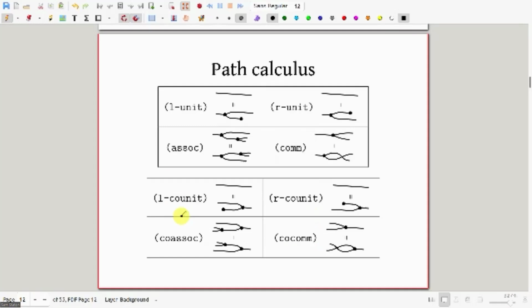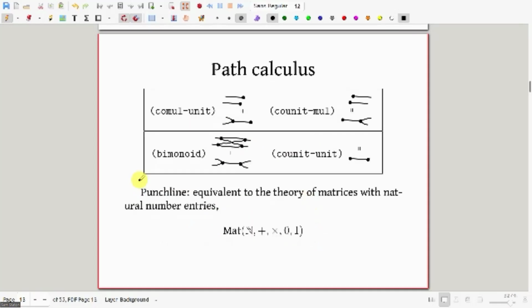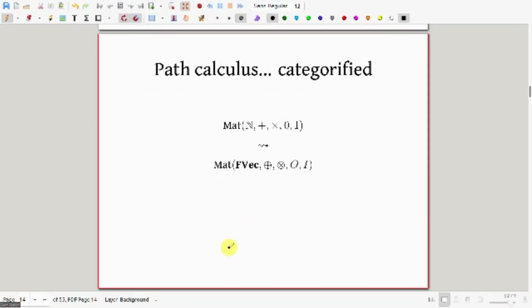And this is where the path calculus takes off, and you start thinking about monoids and comonoids and units and co-units. You write down all these equations, and the punchline to all this is that the diagram calculus recovers the theory of matrices with natural number entries. So what do we do? We just replace natural numbers with a category, and I'm going to start with the category of finite dimensional vector spaces.